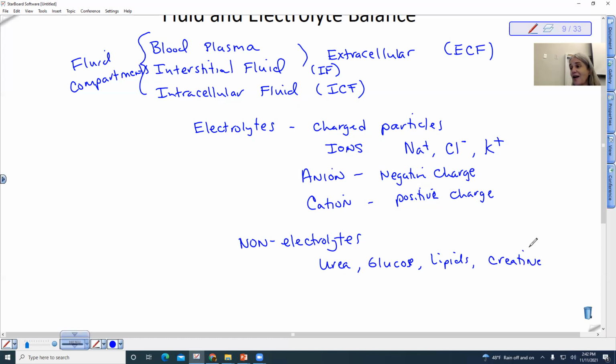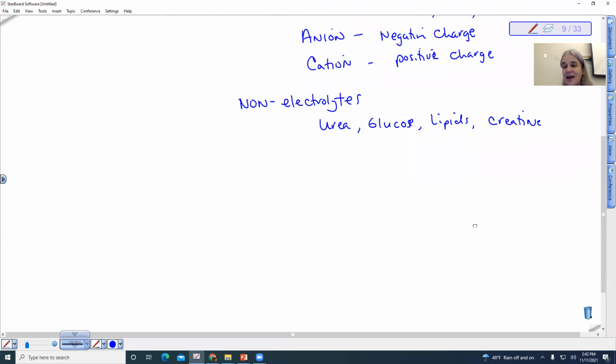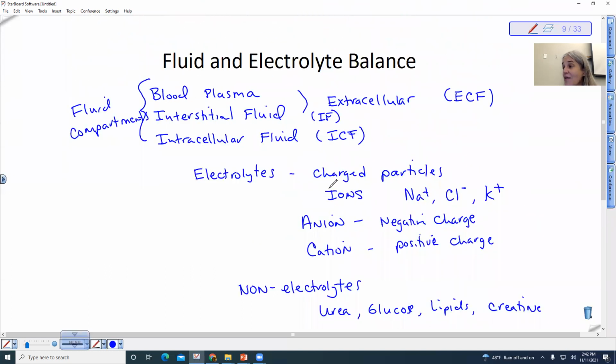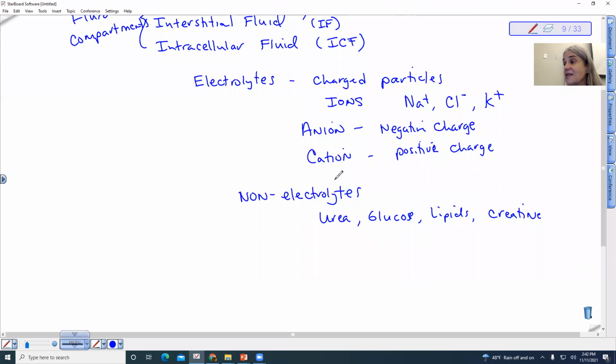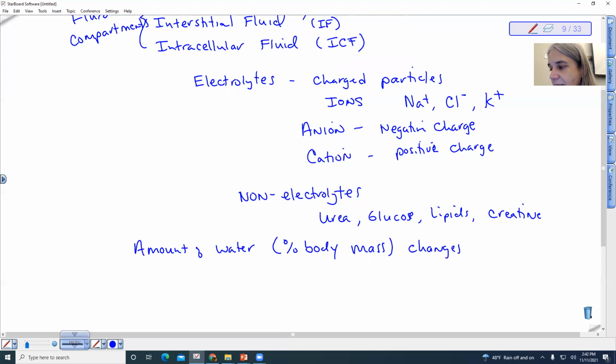When we look at the contents of the water, the total water in the body actually makes up quite a bit of our body mass. So the water is important and it has a large mass. The amount of water, which is measured as percent body mass, changes over a person's lifetime.